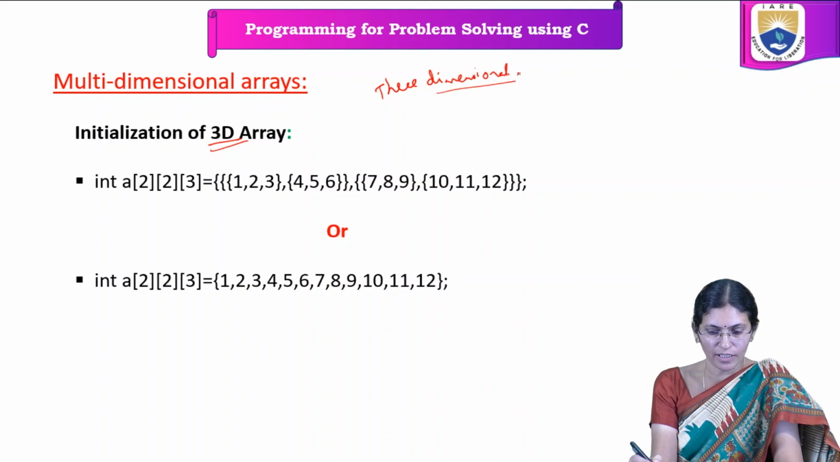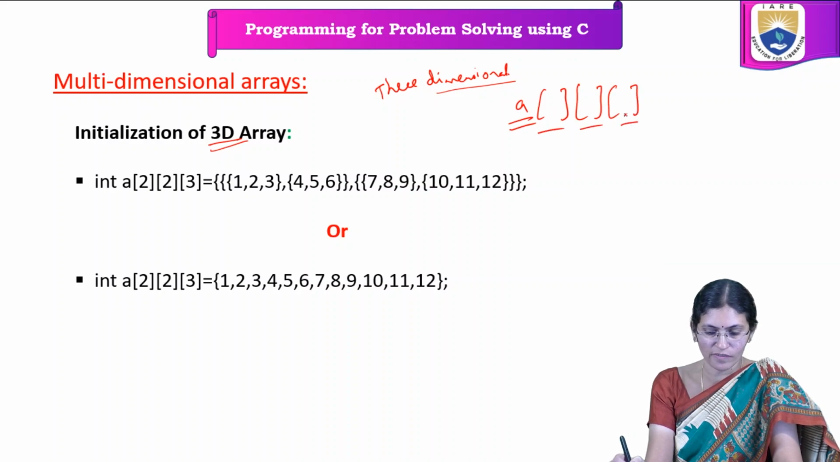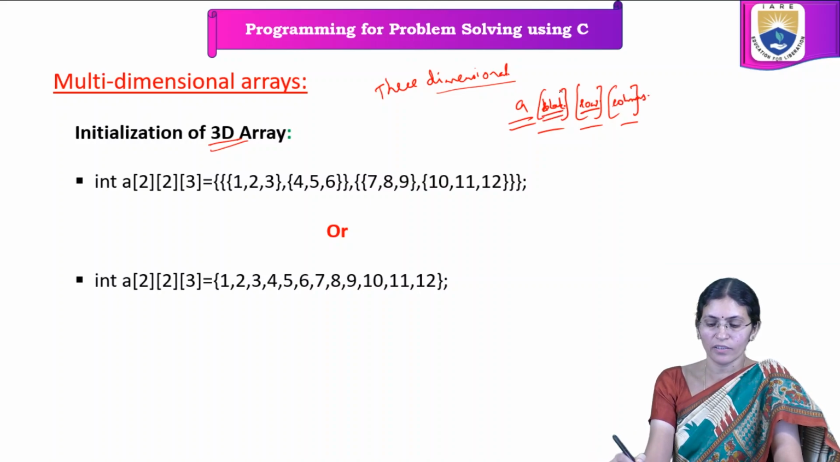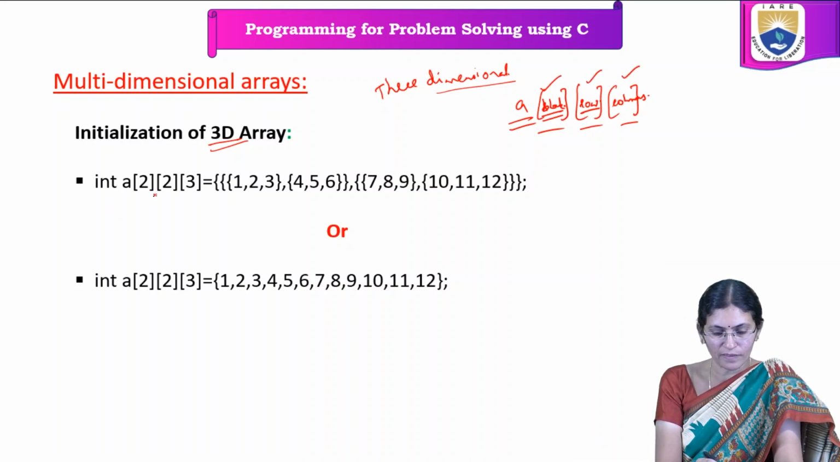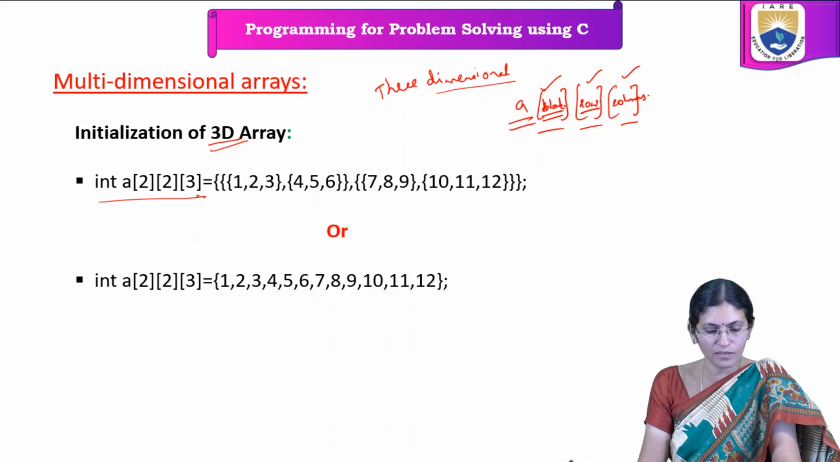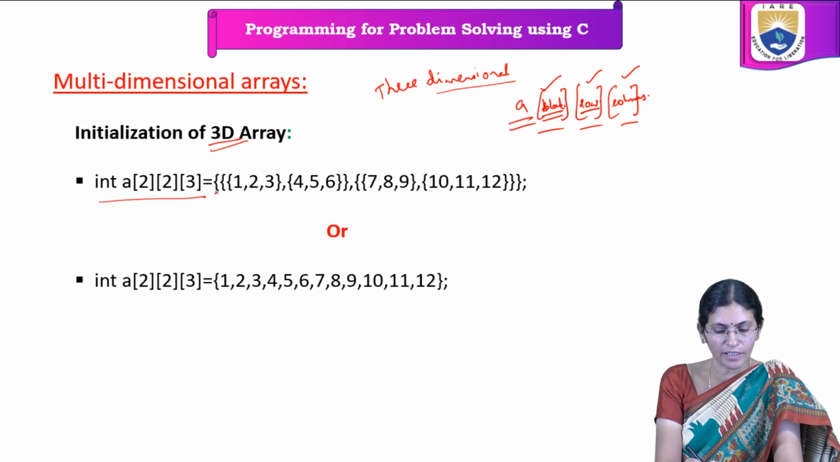So a three-dimensional array means, suppose this is the name of the array, we have three dimensions here. Suppose this first dimension is referred to as block size. This dimension specifies the number of rows, and this dimension refers to the number of columns. So here we have block size, row size and column size. For example, this is initialization of a three-dimensional array.